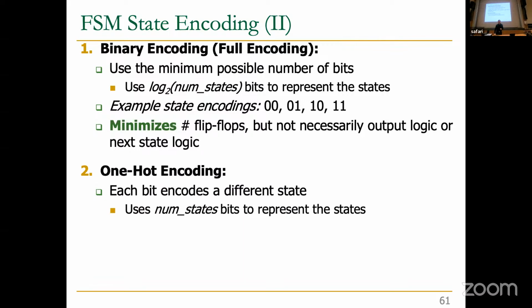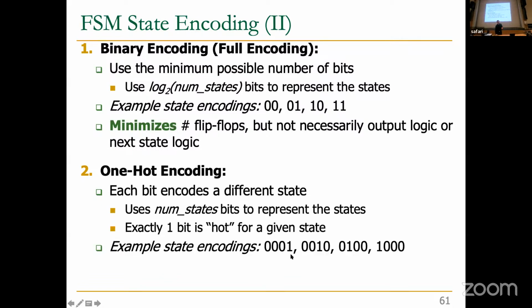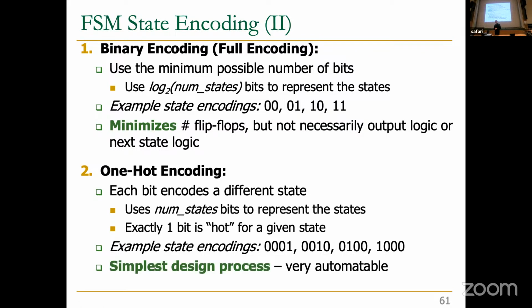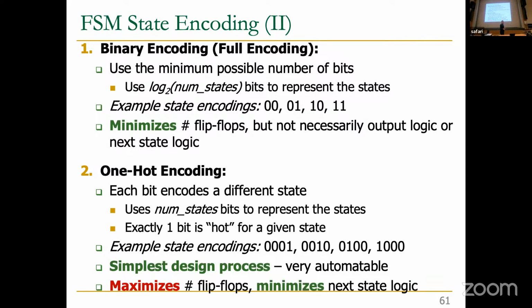Okay, one-hot encoding. Basically here, each bit encodes a different state. You use the number of states as the number of bits to represent the state. So you have 4 bits in this particular case, and exactly 1 bit is hot, or 1, for a given state. So you can see that 0001 represents 1 state, 0010 another state, 0100 another state, and 1000 another state. This is nice because this is very easily automatable. It's the simplest design process. You know exactly which bit is set for a given state. Unfortunately, this maximizes the number of flip-flops, but it is very automatable as well as it minimizes the next state logic.